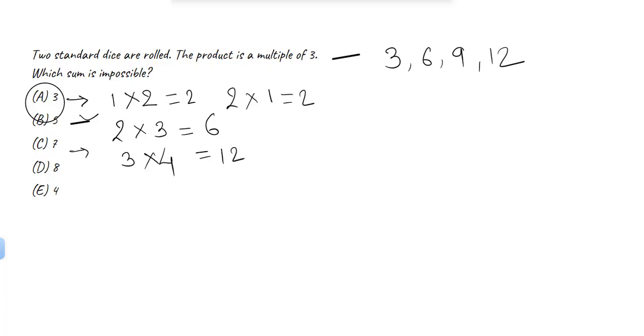And in the case of 8, you can get 2 on the first die and 6 on the second die. The product is 12 again. And for 4, 1 on the first die and 3 on the second die, and then the product is 3. So only this 3 is the answer.